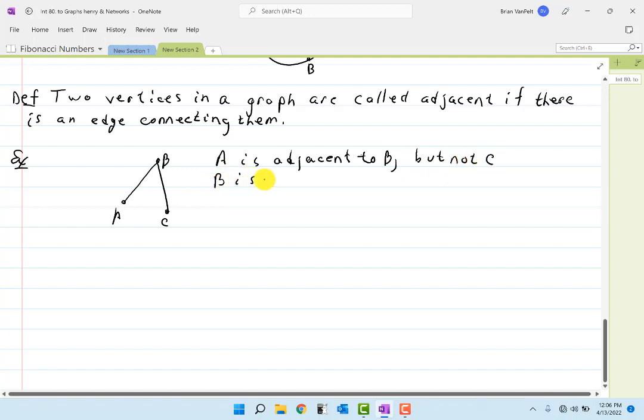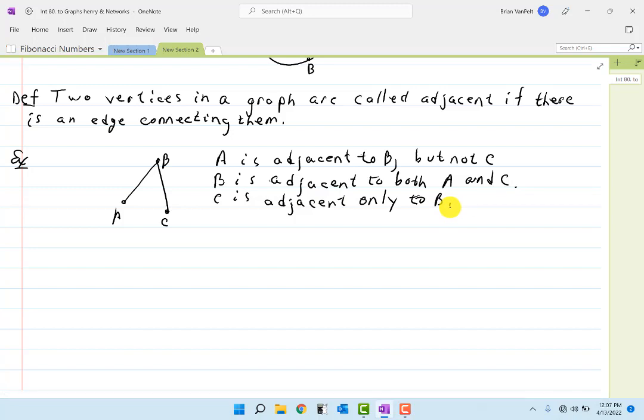B is adjacent to both A and C. And of course, C is adjacent only to B. I don't think I need to spend a lot of time on the subject, simply because it is fairly obvious what this means. But you've got to be careful here.